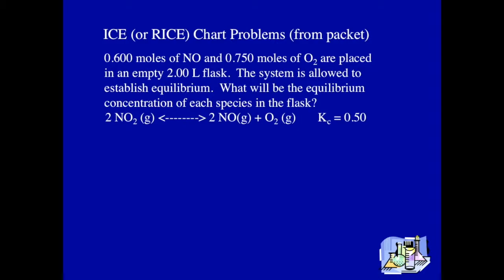But I did photocopy this and not be aware of everything that should have transferred. I guess I should point out that my printer isn't a color printer. So when you put something in red, it's not going to print out on a black and white printer. So, lesson learned. But 0.6 moles of nitrogen monoxide and 0.750 moles of oxygen are placed in an empty 2-liter flask. The system is allowed to establish equilibrium. What will the equilibrium concentration of each species be in the flask?